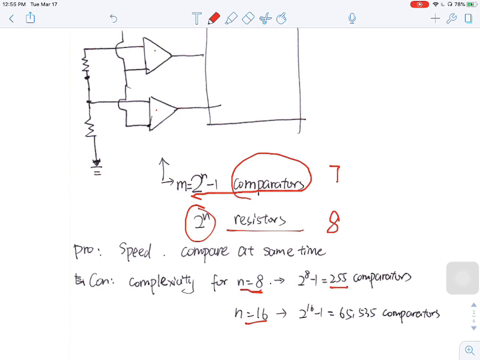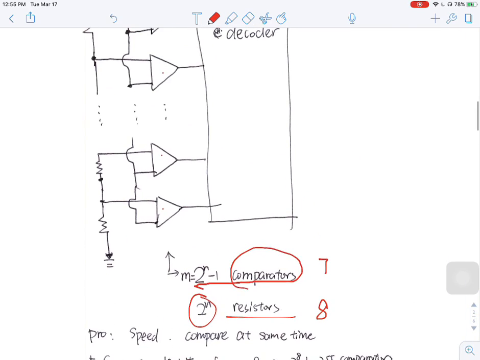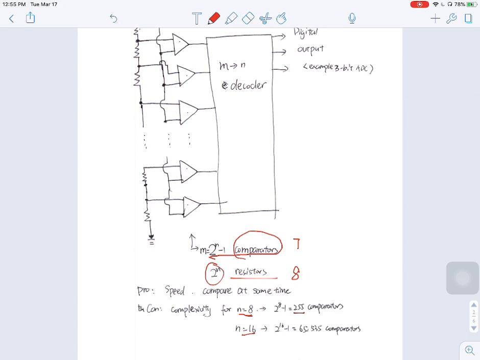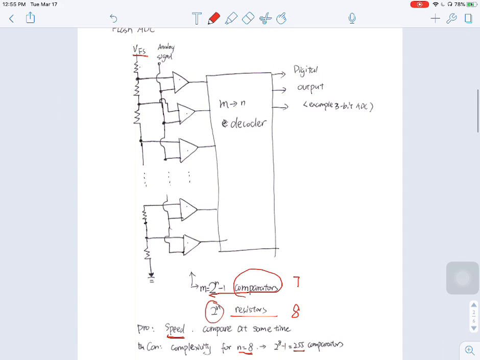So the limitation of this flash ADC is that if you want high precision, you want more bits, and that will significantly increase the complexity of the circuitry. However, the speed is very good for the flash ADC. I think for your project, you don't really need something very precise, so flash ADC would probably do the work and give you very fast data conversion.